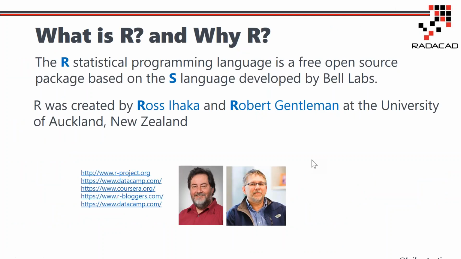Okay, so why R, and actually what is R? R is a statistical language and is free and open source, based on the S language. R was actually created by two academics in the University of Auckland statistical department. Their names were Ross and Robert, so I think that makes sense why they call the language R.